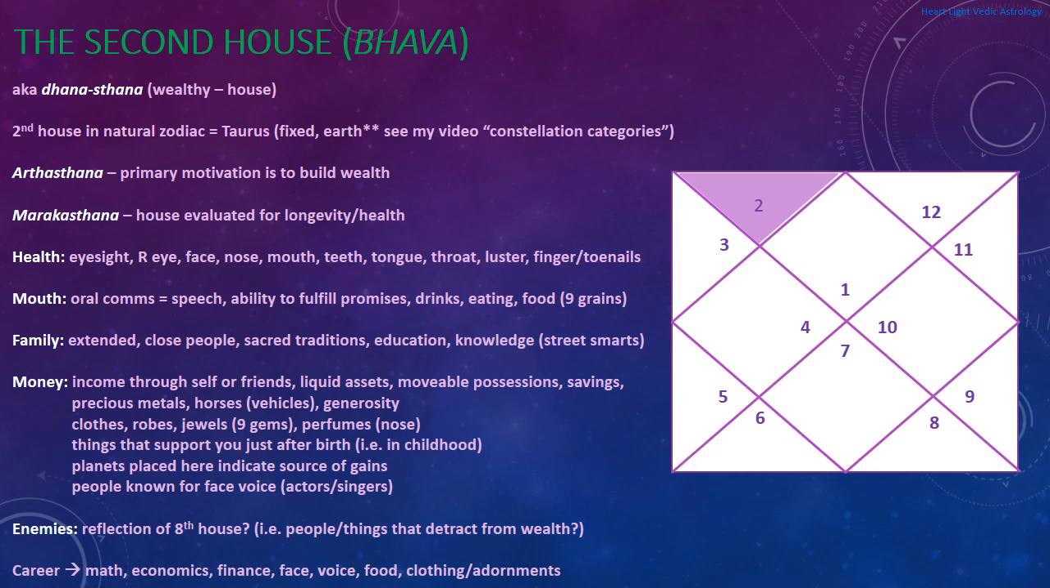Savings, so your bank account. Your balance in your bank account, and other things related to wealth. So things like precious metals, horses, that's how they list it in the Shastra, the traditional text of Jyotish. But horses nowadays it could be livestock if you're a farmer, because horses and cows and things are very expensive and they are a form of wealth.